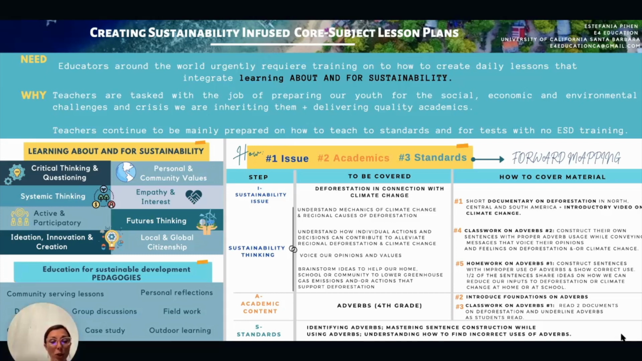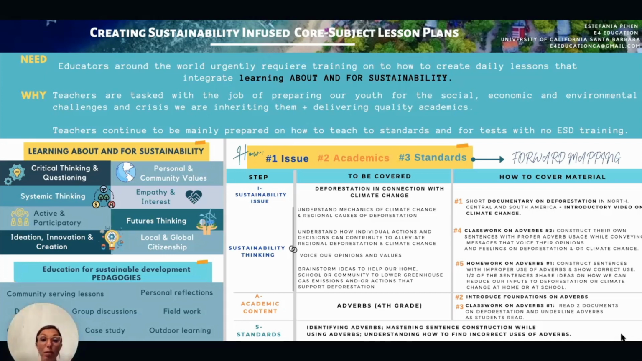I'm going to go through them very quickly because for this poster presentation, the focus is an example of an integrated lesson plan, but I do want to mention some of these pedagogies because they provide the tools that teachers need so they can deliver these very progressive, non-traditional learning activities. These can include personal reflections, field work, outdoor learning, case studies, learning about a recent critical incident, group discussions, debates, and even community serving lessons.